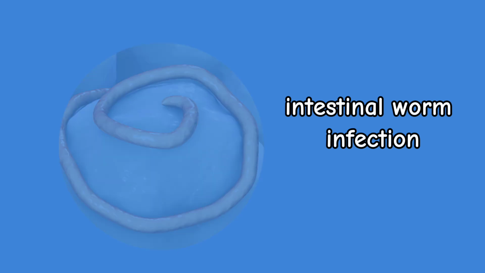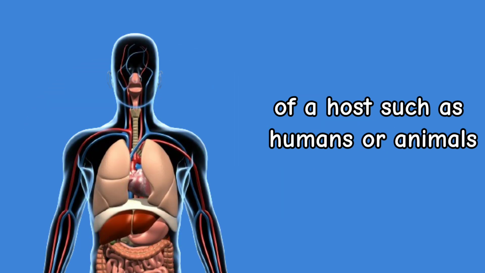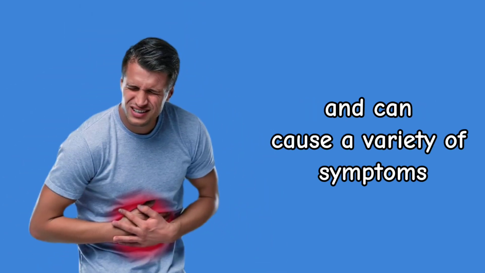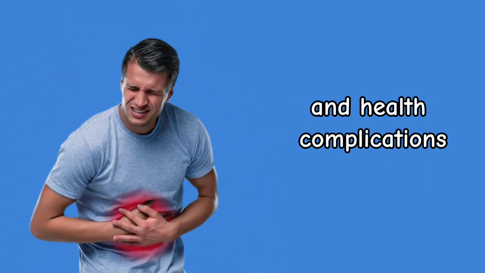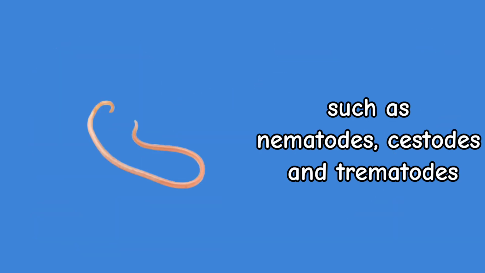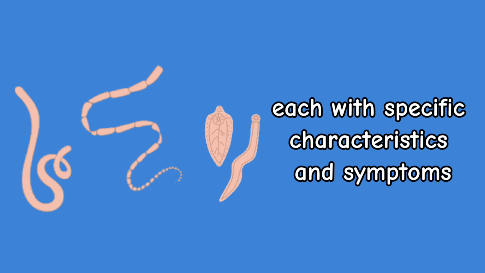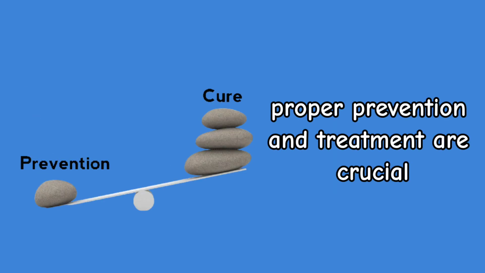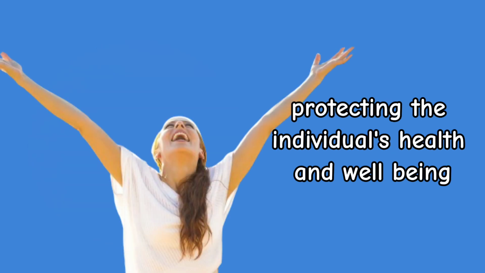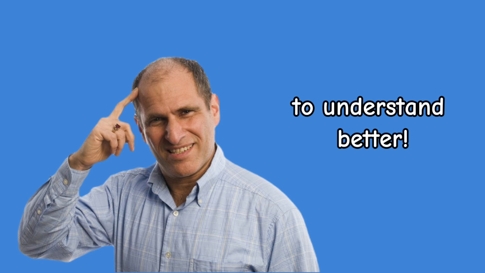Intestinal worm infection occurs when parasites settle in the gastrointestinal tract of a host, such as humans or animals. These worms feed on the host's nutrients and can cause a variety of symptoms and health complications. There are different types of intestinal worms, such as nematodes, cestodes, and trematodes, each with specific characteristics and symptoms. Proper prevention and treatment are crucial to control and eliminate the infection, protecting the individual's health and well-being. Stay tuned until the end of the video to understand better.